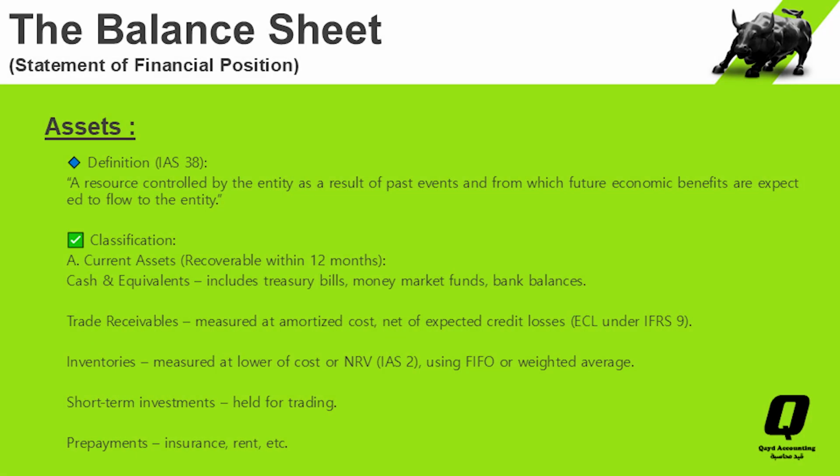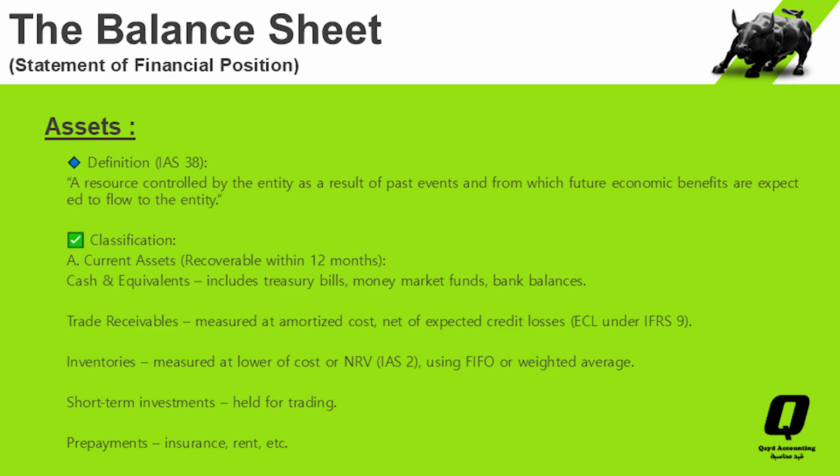Assets: IAS 38, a resource controlled by the entity as a result of past events and from which future economic benefits are expected to flow to the entity. Classification: A. Current assets, recoverable within 12 months. Cash and equivalents, includes treasury bills, money market funds, bank balances.